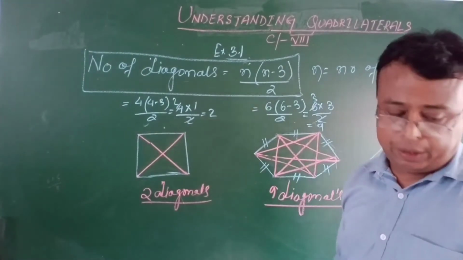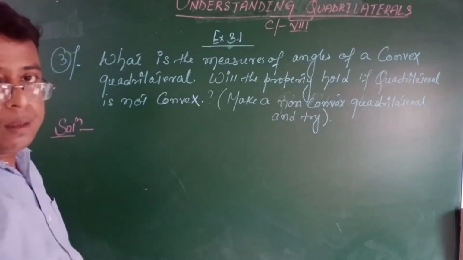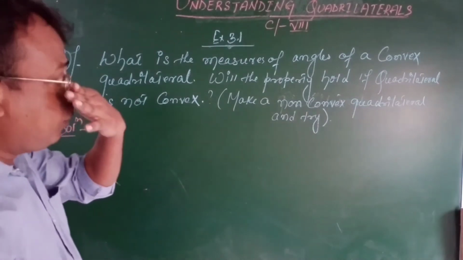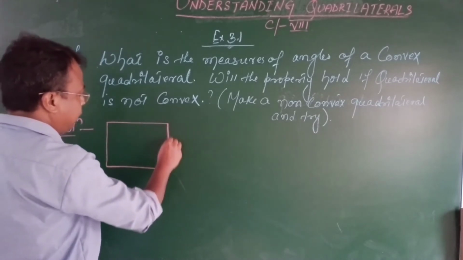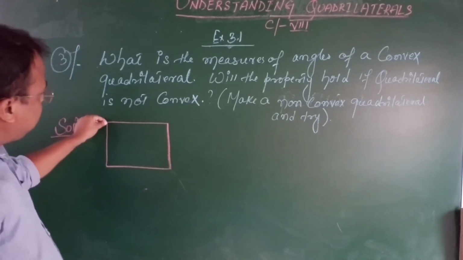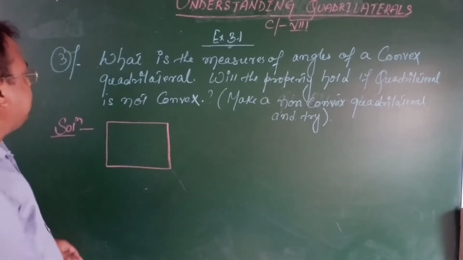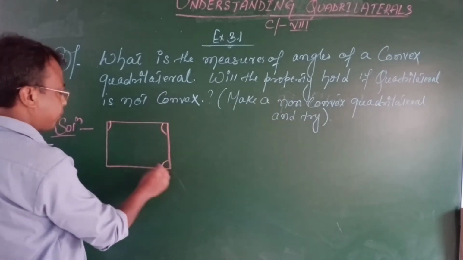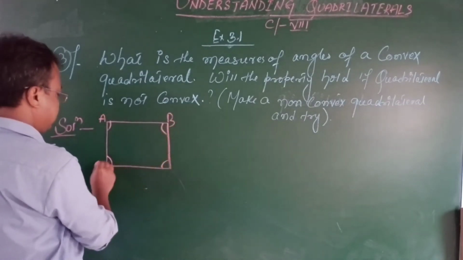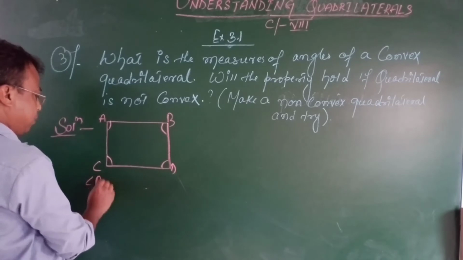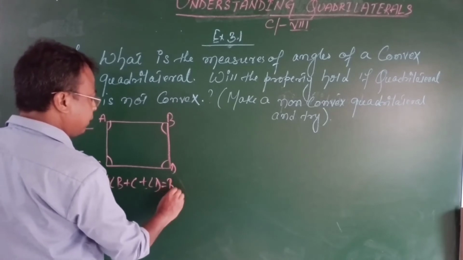That is question number 3. All right. I hope you know what is the measure of the angles of a convex quadrilateral. So this is a convex quadrilateral that we have already learned. Convex quadrilateral means all the diagonals lie inside the figure only. So what is the angle sum property of a convex quadrilateral? Suppose this is A, this is B, this is C, this is D. So angle A plus angle B plus angle C plus angle D is equal to 360 degrees.